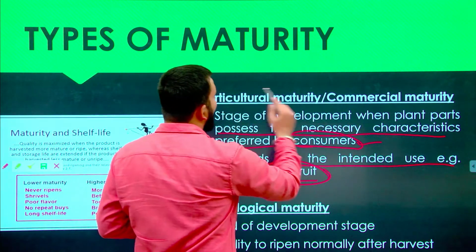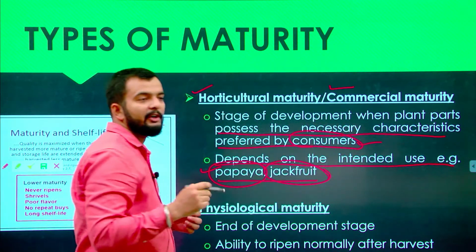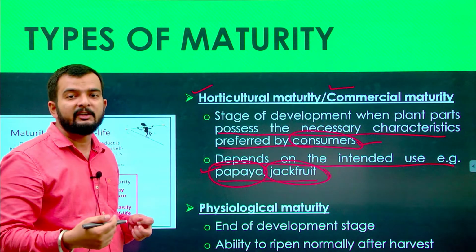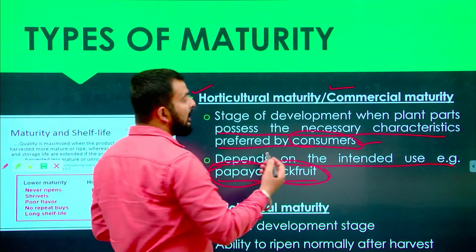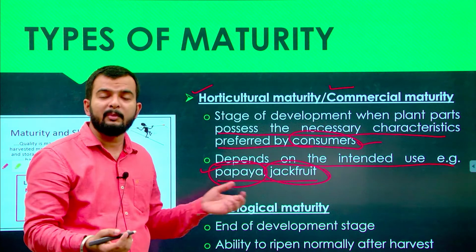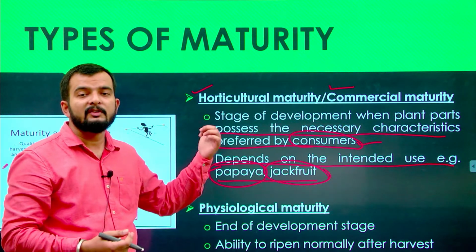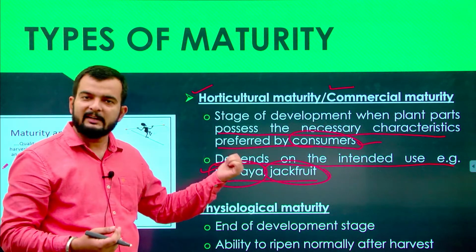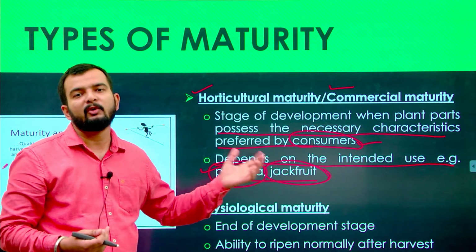So, it is known as horticultural and commercial maturity. That is, for papaya, if it is harvested at an early stage, at an unripe stage, it will be the horticultural maturity for that fruit. See, for papaya, this horticultural maturity can differ. Okay, as we have discussed, it may differ as unripe or ripened fruit.